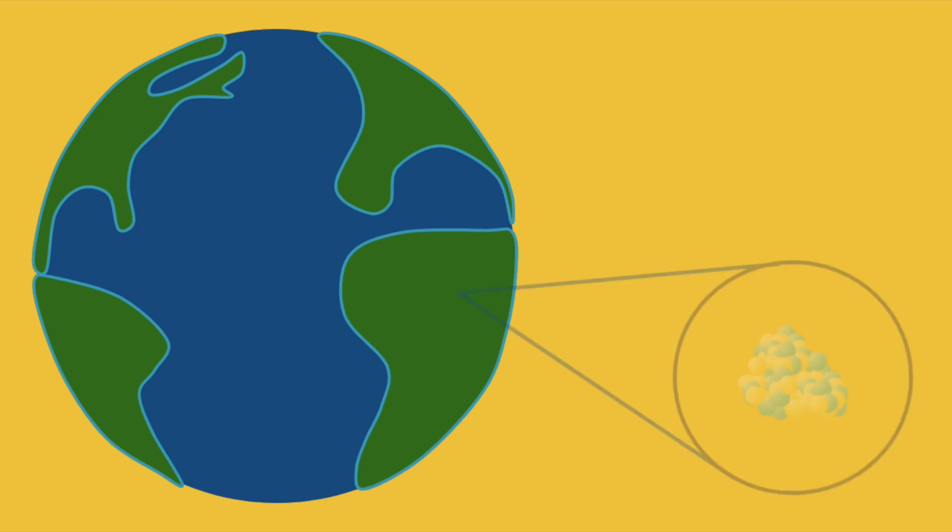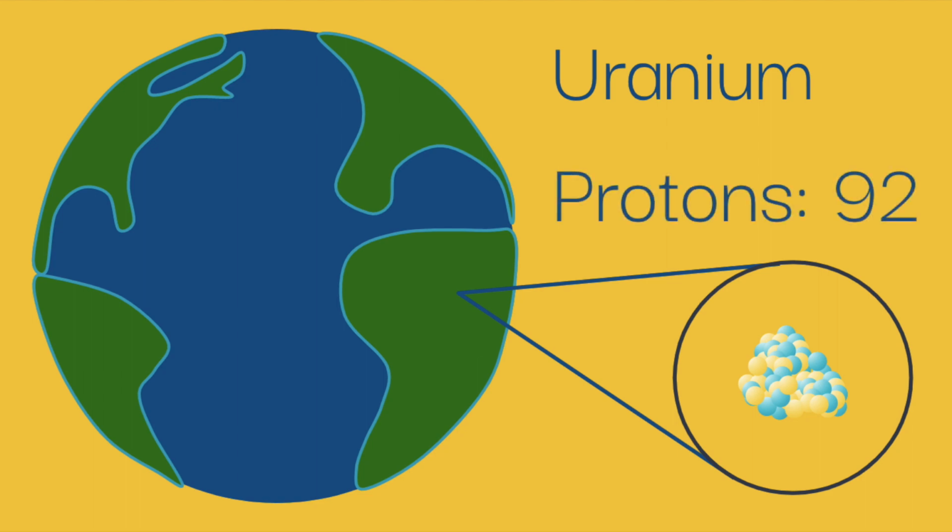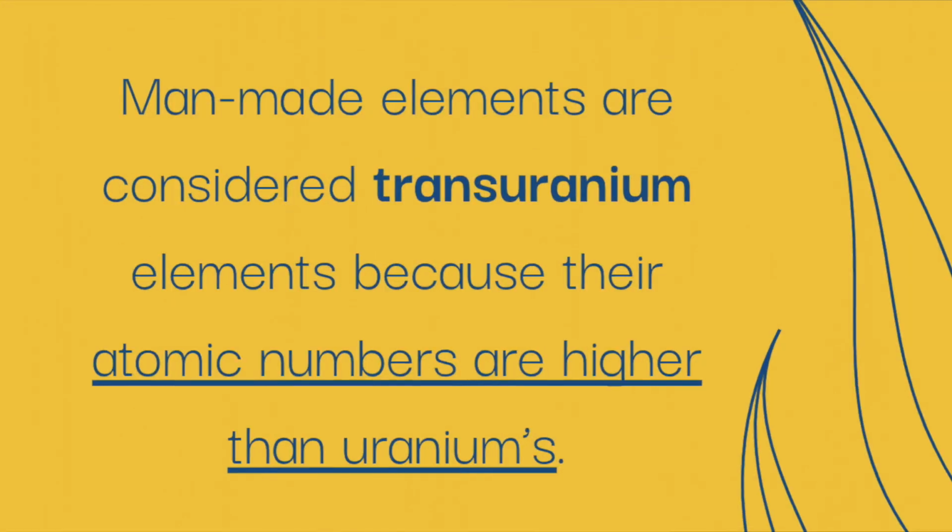Uranium has 92 protons in its nucleus, meaning it is the element with the most protons that is still found naturally on the Earth. Man-made elements are considered transuranium elements because their atomic numbers are higher than uranium's.